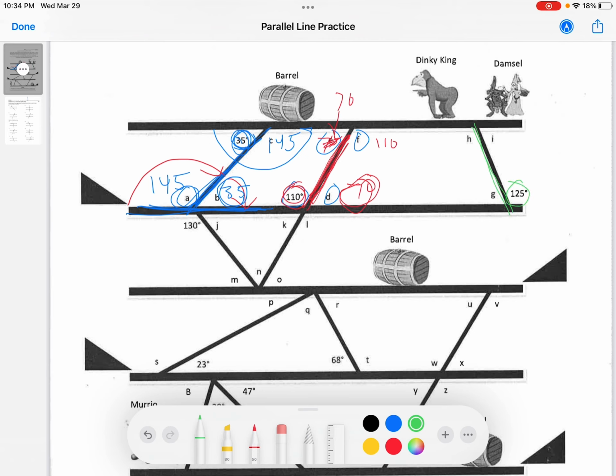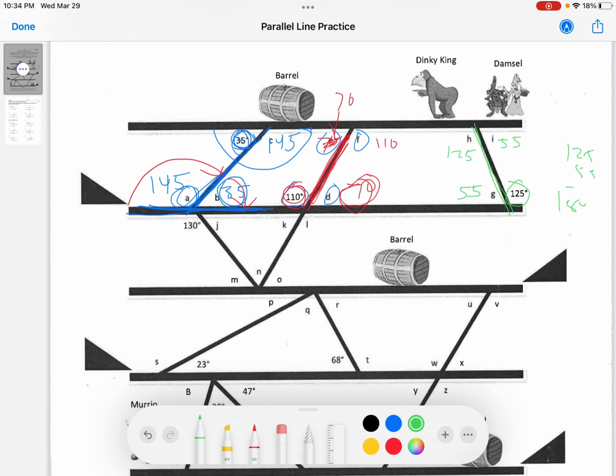This is 125, so that means this has to be 55. All right, if this is 55, this is 55, this is 125. And is that right? 125 plus 55. Yeah, that's right. Okay, so it adds up to 180.